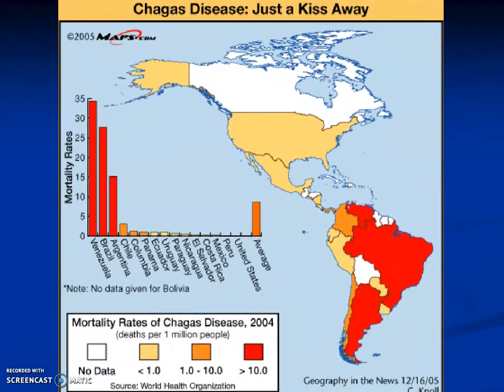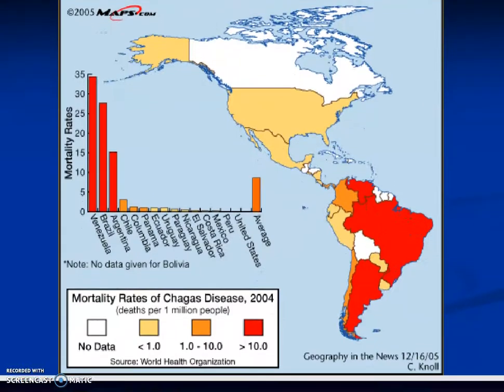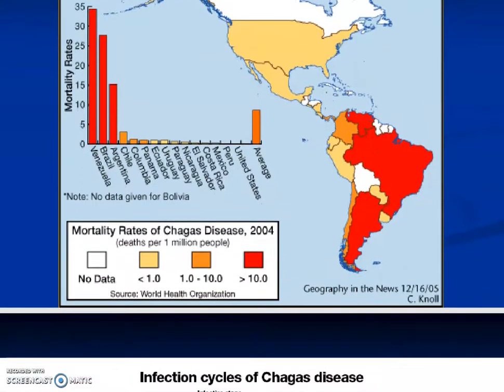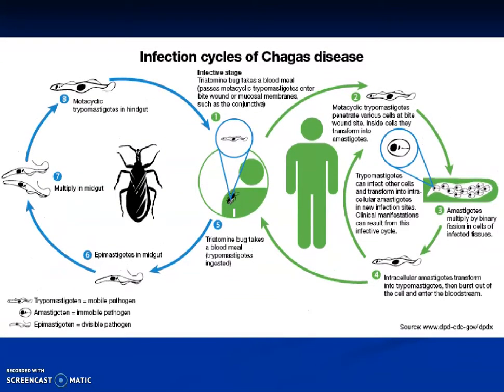Chagas disease, just a kiss away: a kiss from the nasty bug that ends up pooping on you, and that's how the disease gets transmitted. But it's mostly a problem in South America, as you can see right here. Venezuela, Brazil, Argentina, those are the big countries.